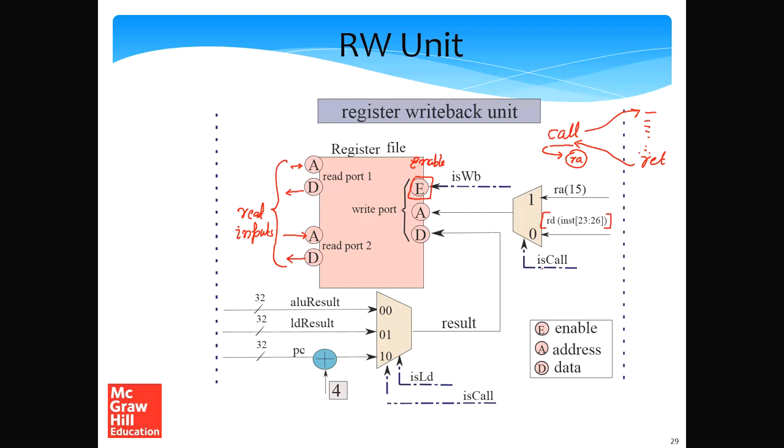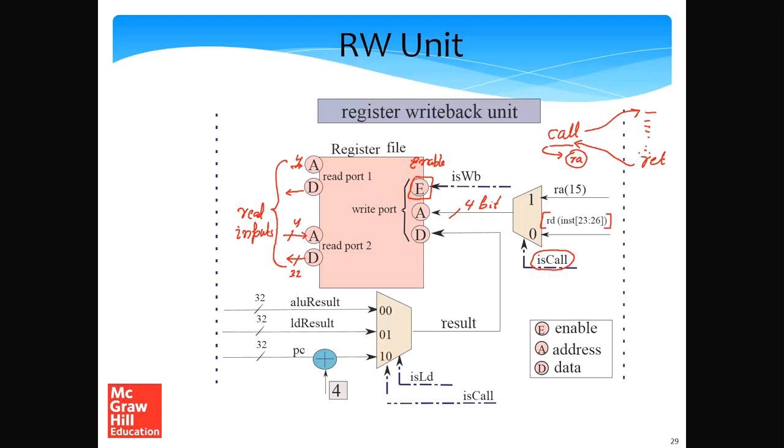Hence, we have the is call control signal generated by the control unit, which chooses between 15, which is the ID of the return address register, and the default register destination field, which is bits 23 to 26 inside the instruction. So we choose between them, and this becomes the ID, the address of the register. It's a 4-bit quantity. All addresses are 4-bit quantities. This is also 4 bits, this is also 4 bits. And all outputs are 32-bit quantities.